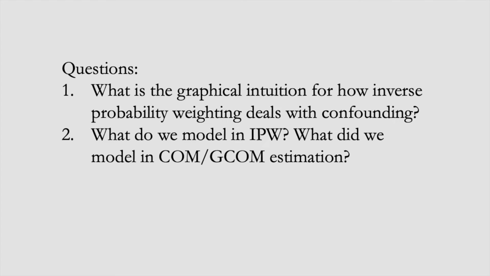Here are 2 questions for the propensity scores and IPW section. The first is, what is the graphical intuition for how inverse probability weighting deals with confounding? And the second question is, what do we model in IPW? And compare that to what do we model in COM/GCOM estimation.